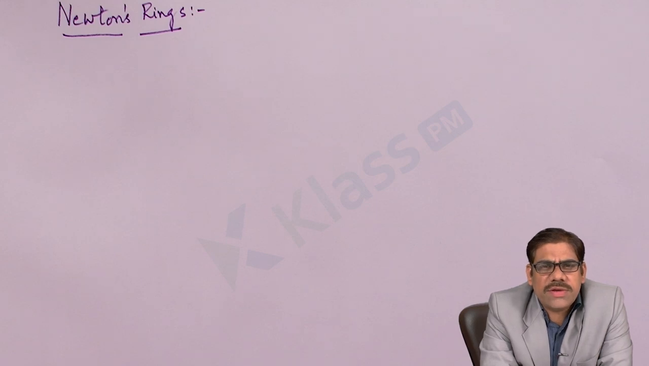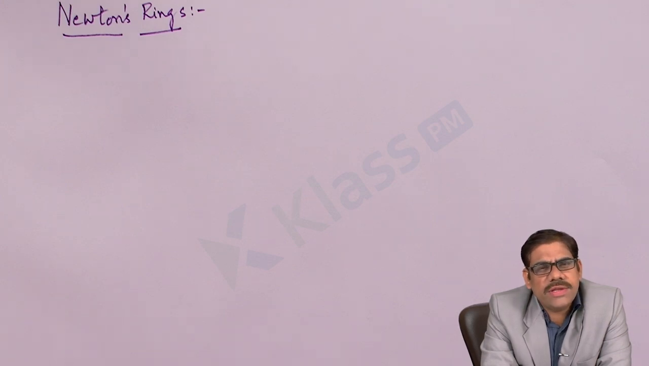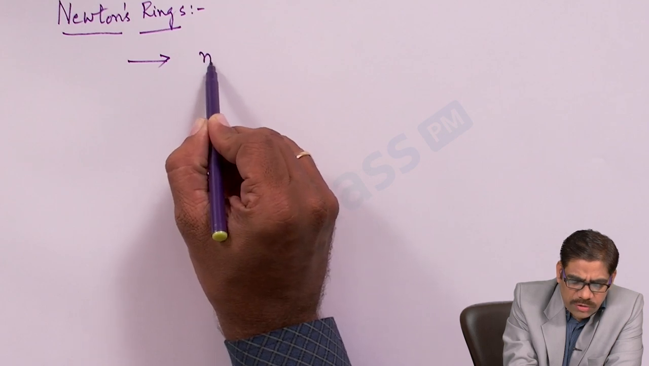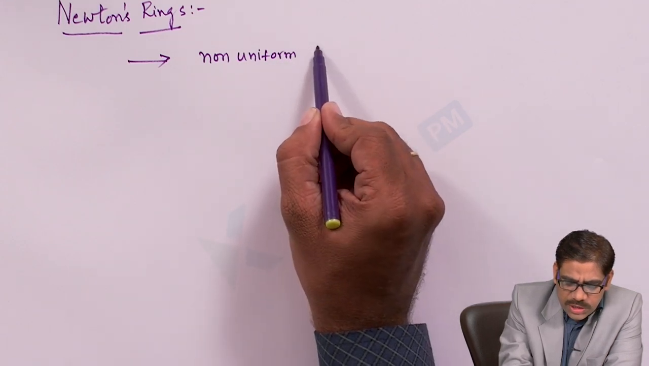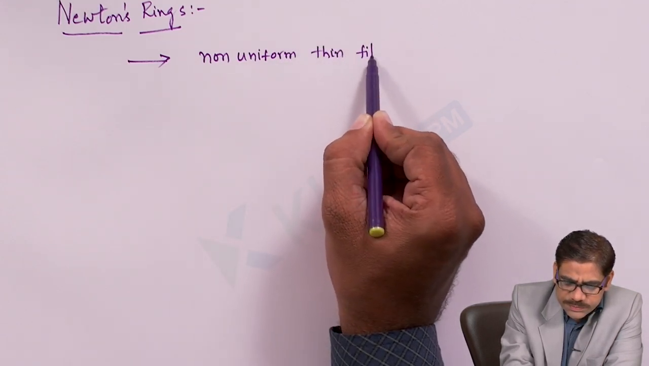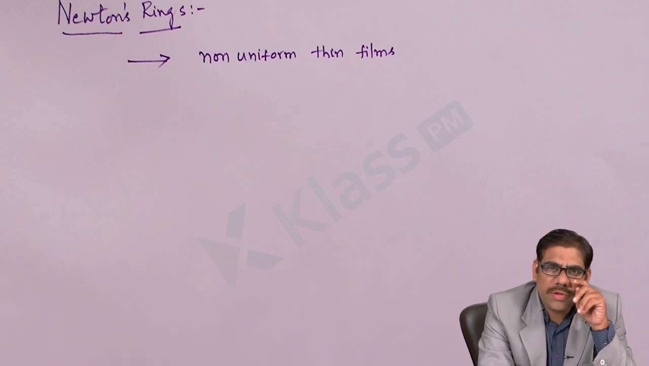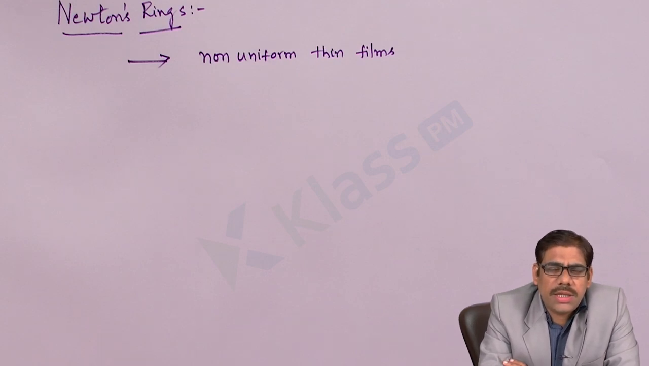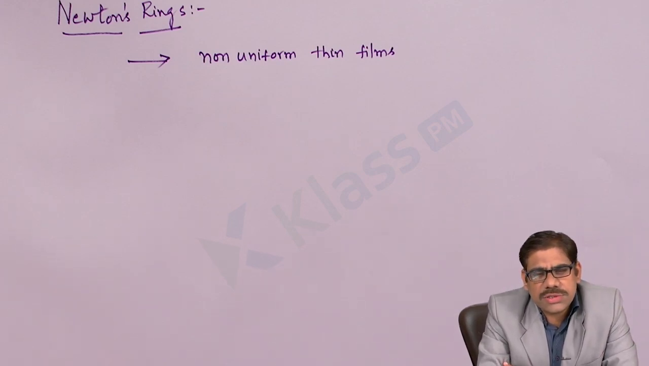In the previous classes, we have studied the pattern of interference and we have discussed interference in thin films. Now, these Newton's rings are best suited for non-uniform thin films. When a non-uniform thin film is considered, in terms of the interference pattern occurring in it, then Newton's rings are formed. Here, the setup is discussed as follows.